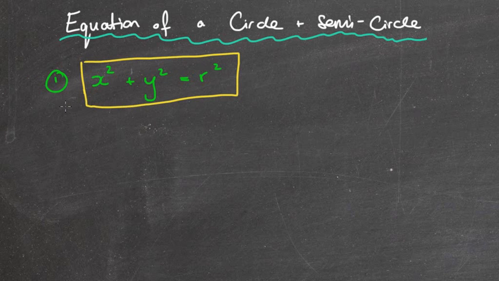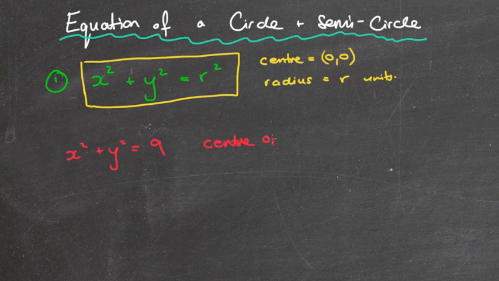Now that is the basic form of a circle with the following properties: the center of my circle in that case is at the origin (0, 0), and it has a radius of r units. So what do I mean by that? Let's have a look at examples. Let's say, for example, it's x squared plus y squared equals 9. Because it's x squared plus y squared, I automatically know that the center of my circle is at the origin (0, 0). I also know that the radius of my circle is 3, because 3 squared makes 9.